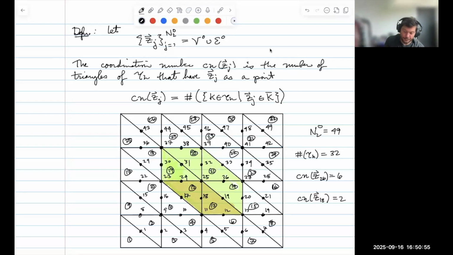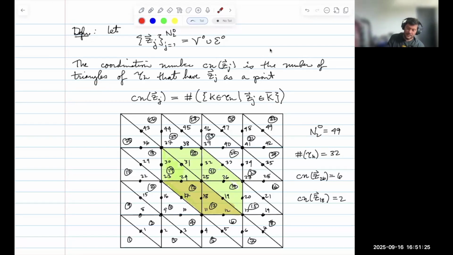In other words, it can be written in this set builder notation. So it's the number of elements in this set. It's the number of triangles in the triangulation such that Zj is an element of K overline. So this is the closure of K. So it is a little bit different than what I have written in words here. You have to take the closure of the triangles.